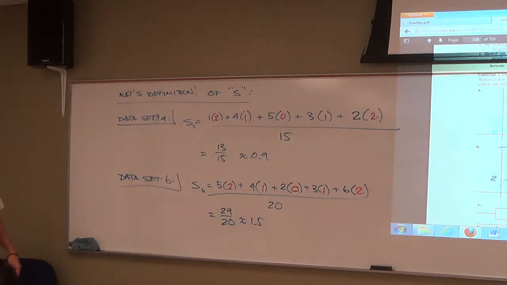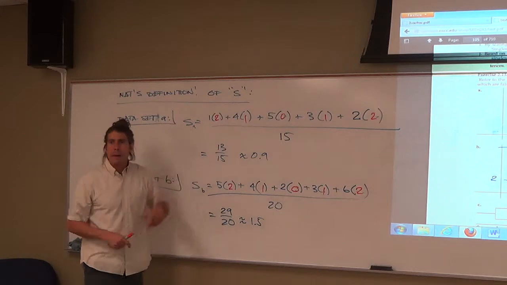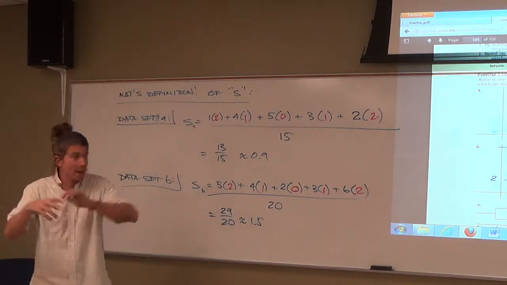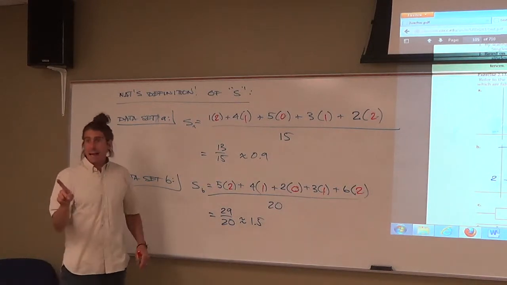1.9. Oh, wait. It's going to be less than 1. It's 0.86. 0.86! It's fine. 0.9 is fine. Cool. So that was my standard deviation ballpark ghetto calculation for data set A.